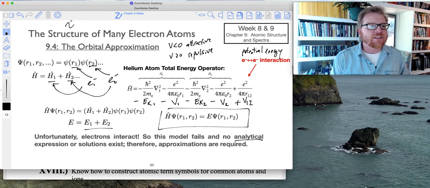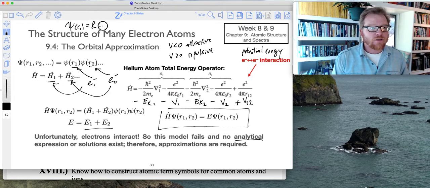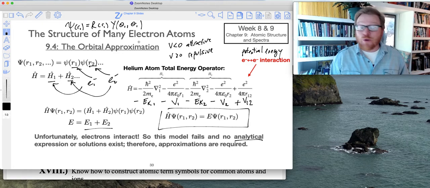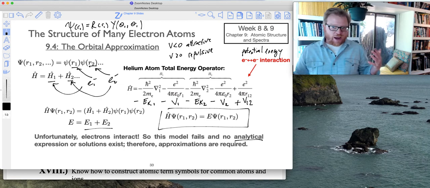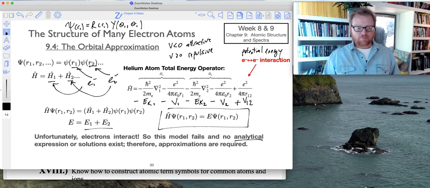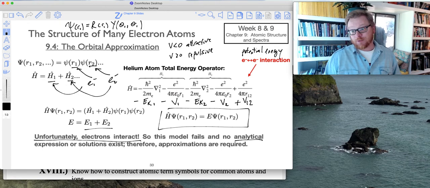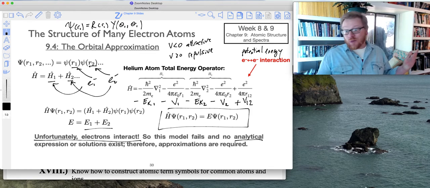Each one of these psi of R1 equals R of R1 times Y of theta 1, phi 1. But if we were to put that whole thing together for both electrons, we would have 2 of these R terms, 2 of these Y terms. We'd throw that operator in there and it would fail. We would not be able to solve this thing. And the biggest reason is because these electrons interact. As it turns out, if we didn't have to have this last term in here, this system would be solvable. However, it wouldn't be very accurate because we know that electrons interact.